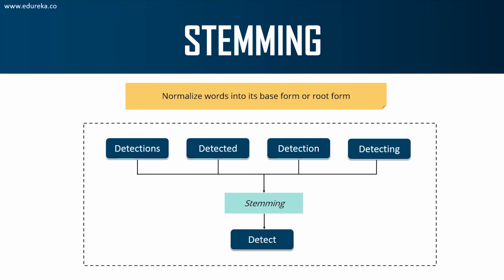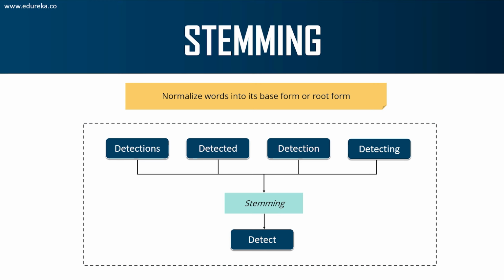Then we have something known as stemming. Now look at this example. Right here, we have words such as detection, detecting, detected, and detections. We all know that the root word for all of these words is detect. So a stemming algorithm basically does that. It works by cutting off the end or the beginning of the word and taking into account a list of common prefixes and suffixes that can be found in an inflected word.